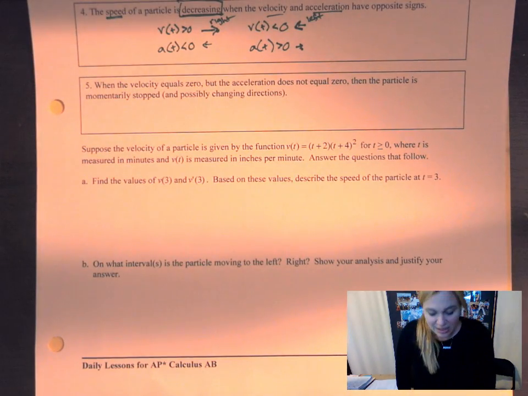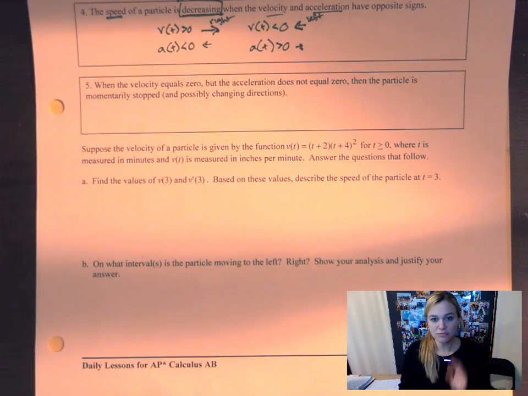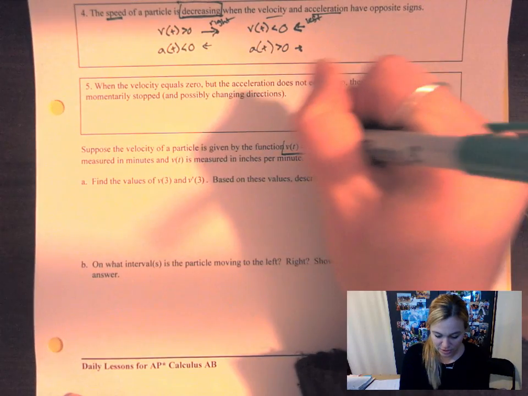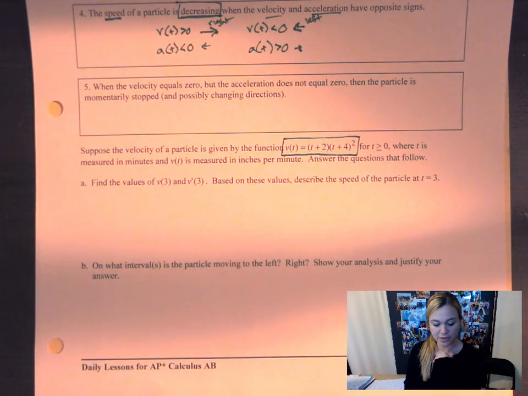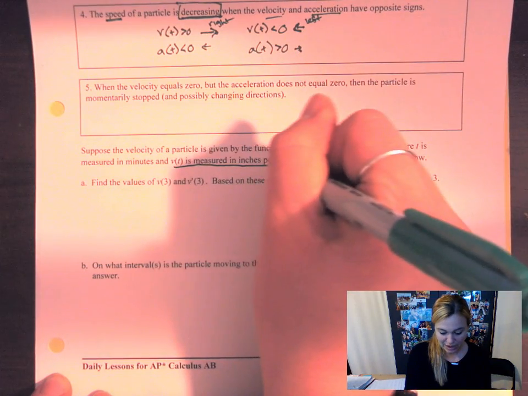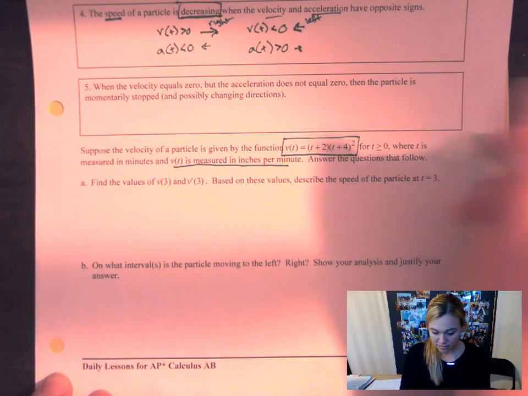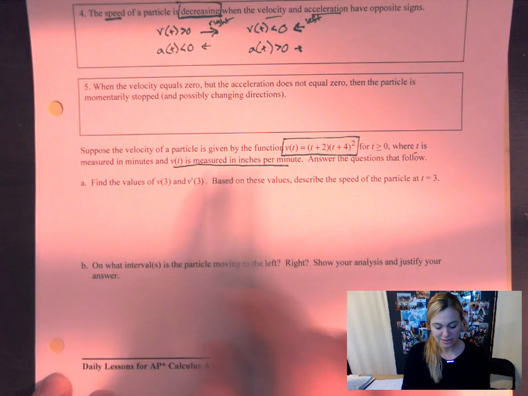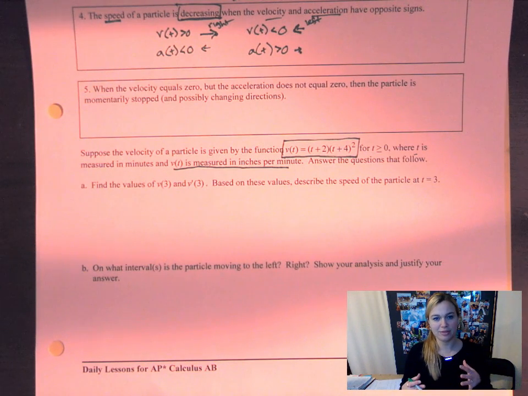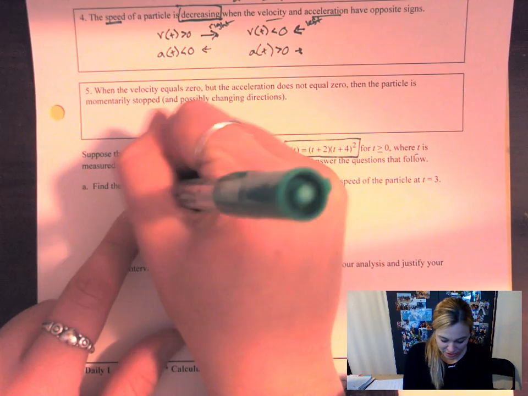Okay, let's use this now. So suppose velocity of the particle is given by this function. Nice. Actually, I already put this in my calculator, so you might want to go get your calculator to do that. Where t is measured in minutes and v of t is measured in inches per minute. That's nice. They're giving that to us already. So it gives us this rate of inches per minute for velocity. We're starting with a derivative, we're starting with a rate already. We've got velocity. Find the value of v of 3.